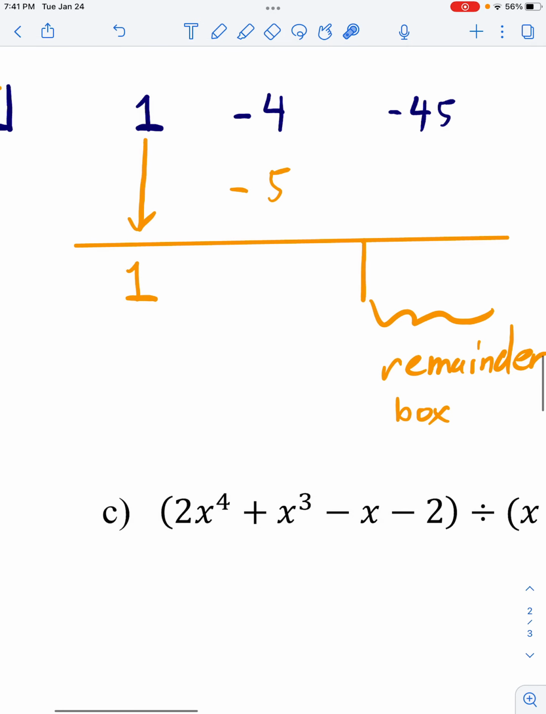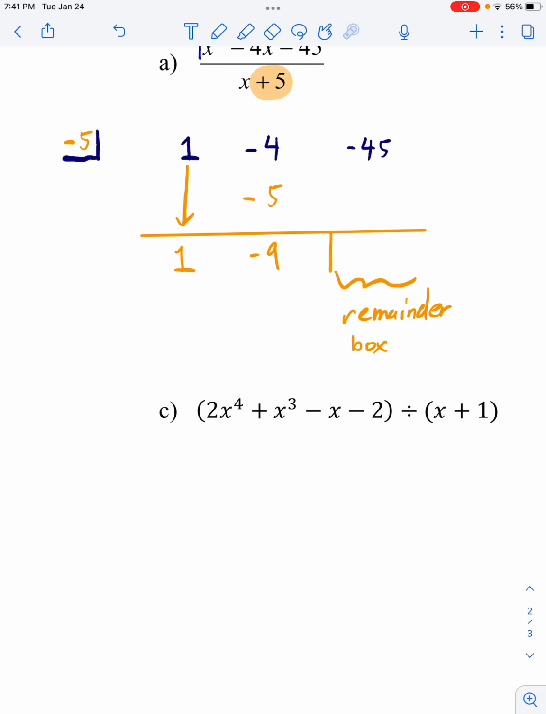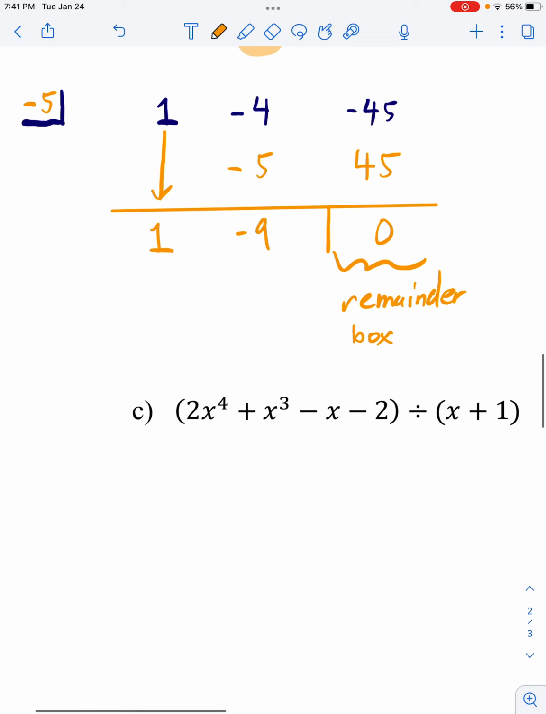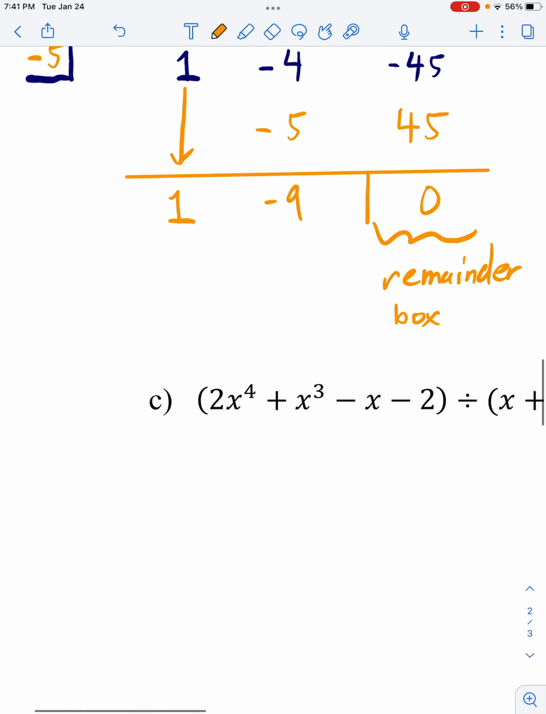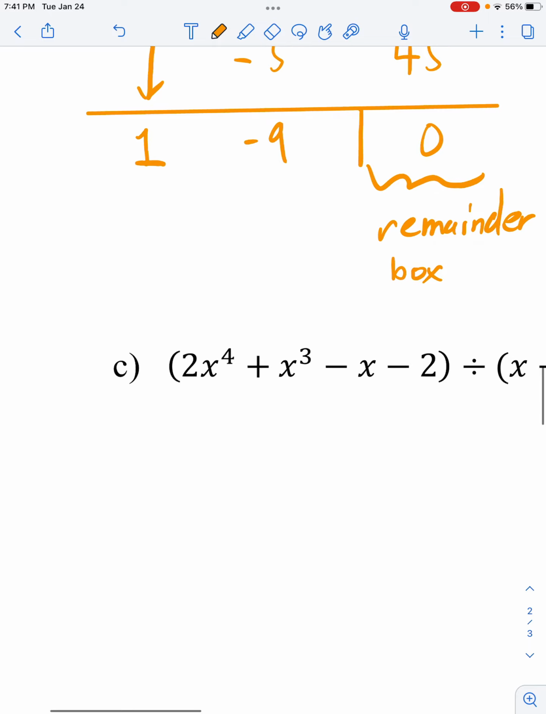Then we add along this column. -4 plus -5 is -9. All right, continue. -5 times -9 is 45. We write that result here. Add. -45 plus 45 is 0. Okay? So here's my remainder. My remainder is 0, so I don't have to worry about that right now.